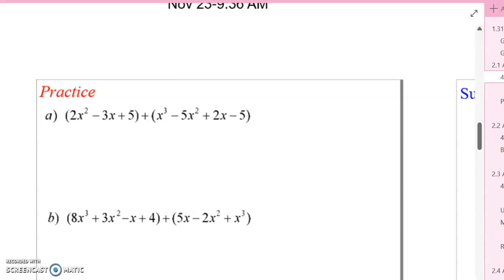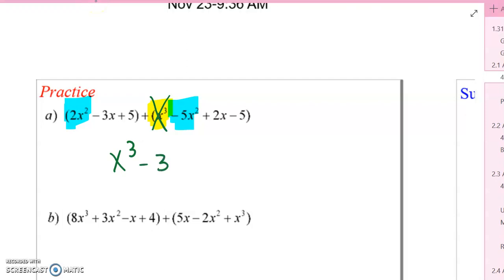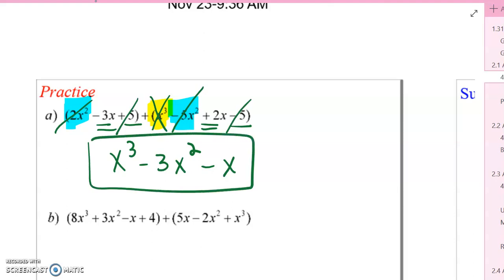When I look at this one and I highlight, this is my highest degree, but that is the only one in the problem. So I get x to the third because I'm not adding it to anything else. Whereas when I come to the seconds, I now have at least 2 of them, and I can have more than 2. I could have 3, I could have 4. So now I do minus 3x squared, and then I have a negative and a positive is minus x, and then 5 minus 5 is 0. So that is my final answer.